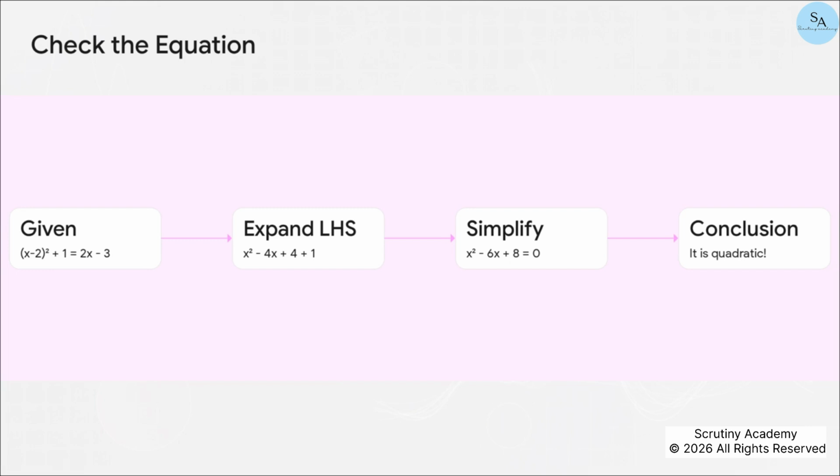So, step by step, let's just expand the left-hand side. The (x minus 2) squared becomes x squared minus 4x plus 4. We add that little 1 on the end, bringing us to x squared minus 4x plus 5. Then we just gently move the terms from the right side over to the left to balance the whole thing out to 0. When we simplify, we get x squared minus 6x plus 8 equals 0. And here's the crucial part. This matches our standard form perfectly. The a is a hidden 1, the b is negative 6, and the c is 8. So yep, it is indeed a true quadratic equation.